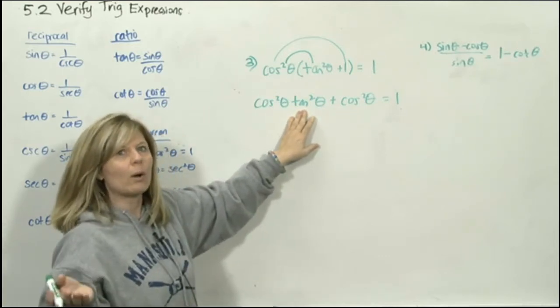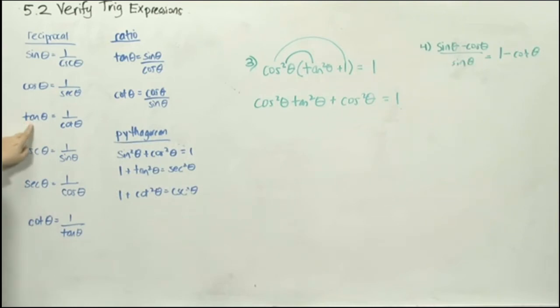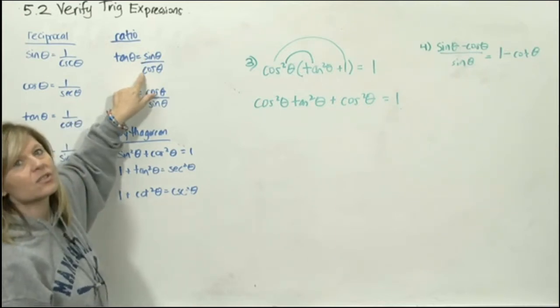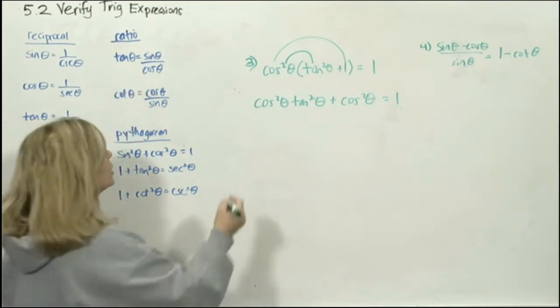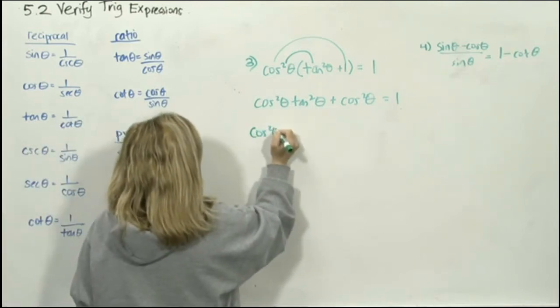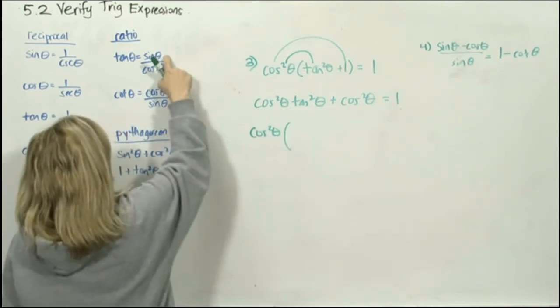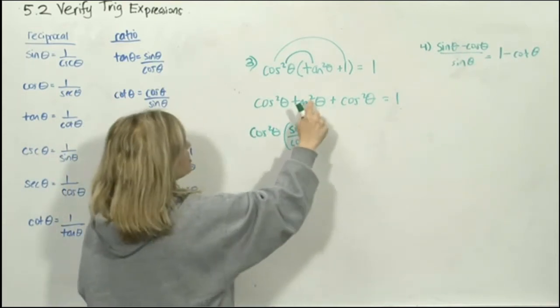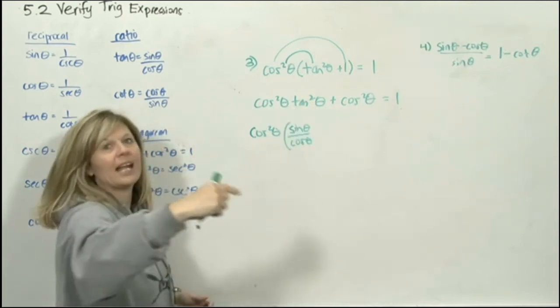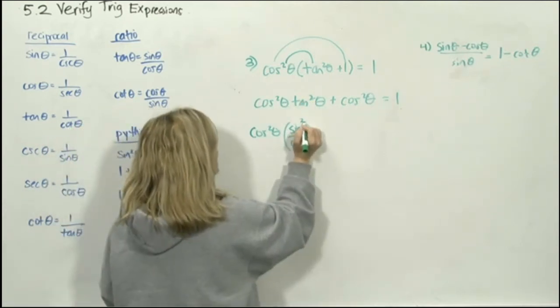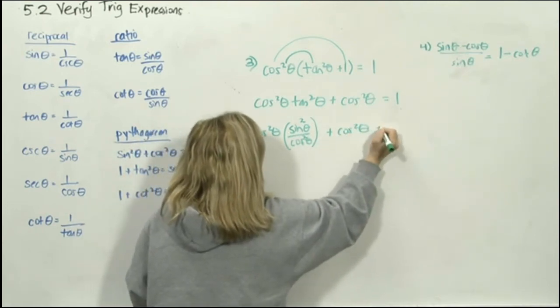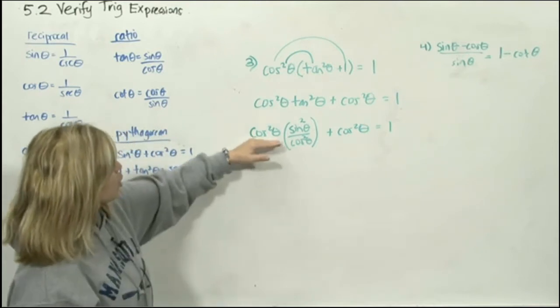Now, the choice is, what do I replace it with? Do I replace tangent with the reciprocal 1 over cotangent? Do I replace tangent with sine over cosine? Yes. That would be considered lowest terms. So we're going to leave our cosine squared theta, and we're going to replace tangent with sine over cosine. But because this is tangent squared, which means tangent times tangent, this would be sine squared, and this would be cosine squared. Okay?